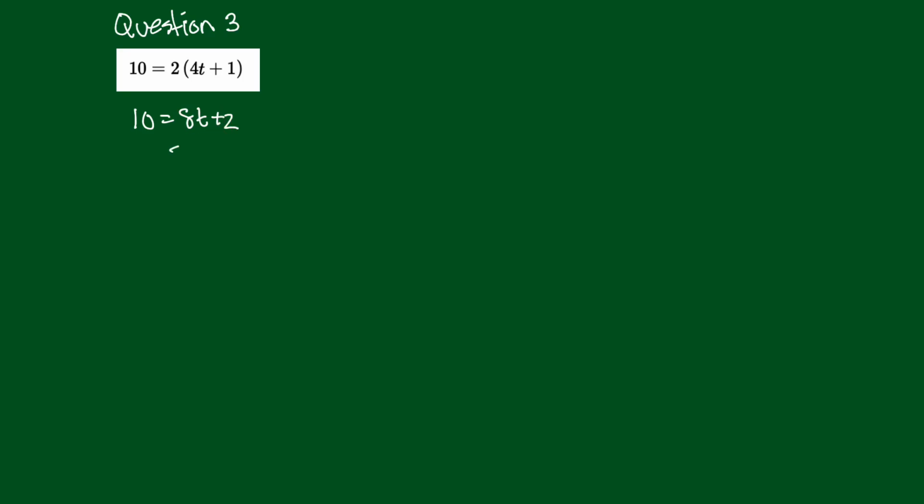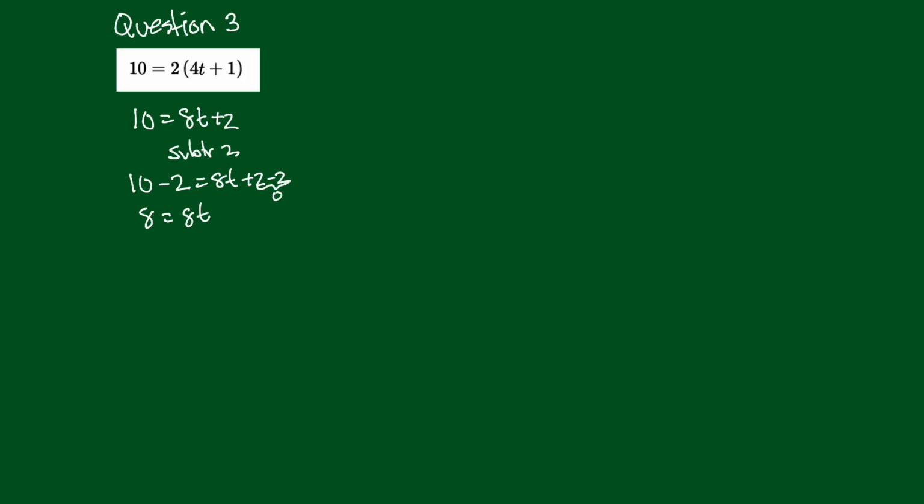So I'm going to say what I'm going to do so you can see it. Subtract 2. It'll look like this. 10 equals, wait a minute. I am subtracting 2, so I'm going to get 10 minus 2 equals 8t plus 2 minus 2. Right? Subtract that 2 from both sides. So on the left side, 10 minus 2, that's an 8, equals 8t. Now this part here is 0, so I'll just drop that.